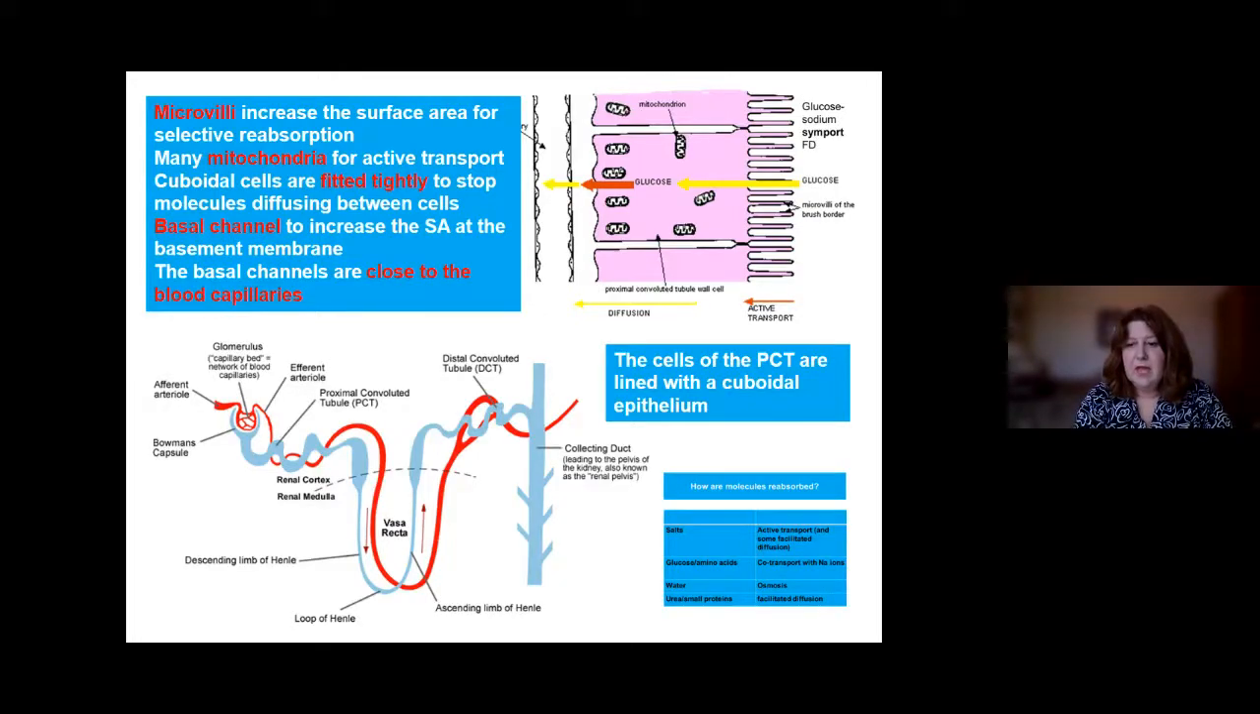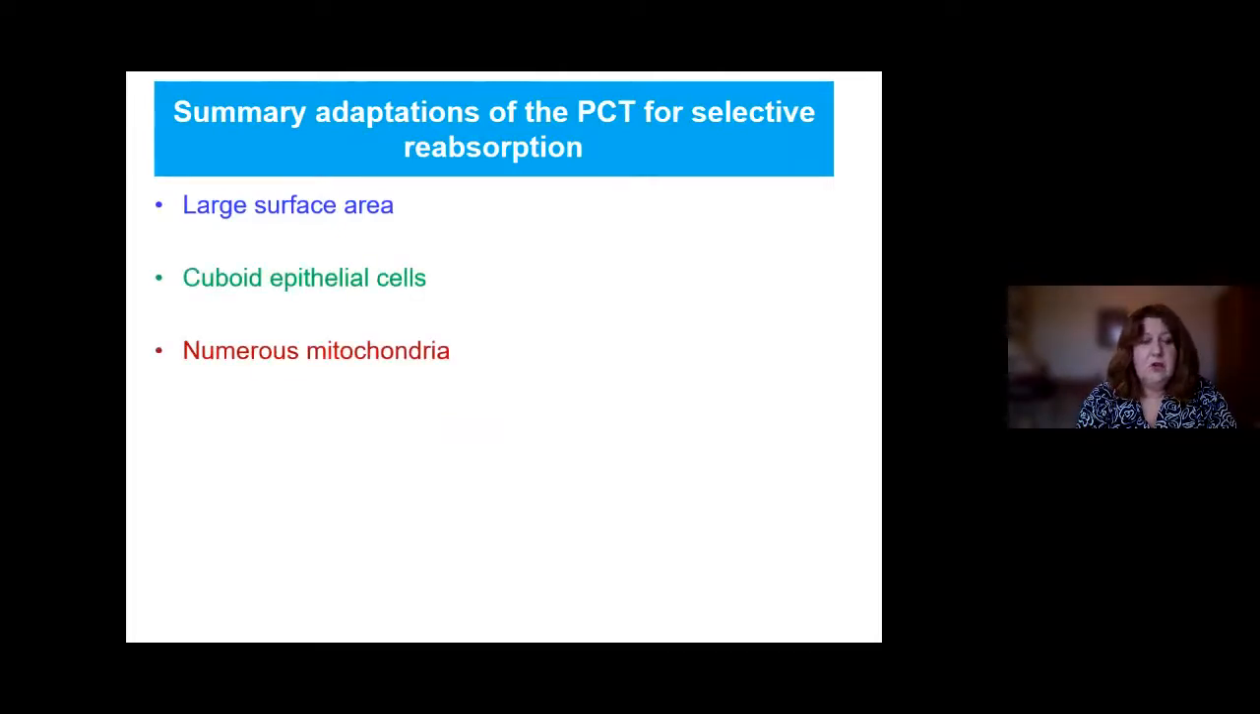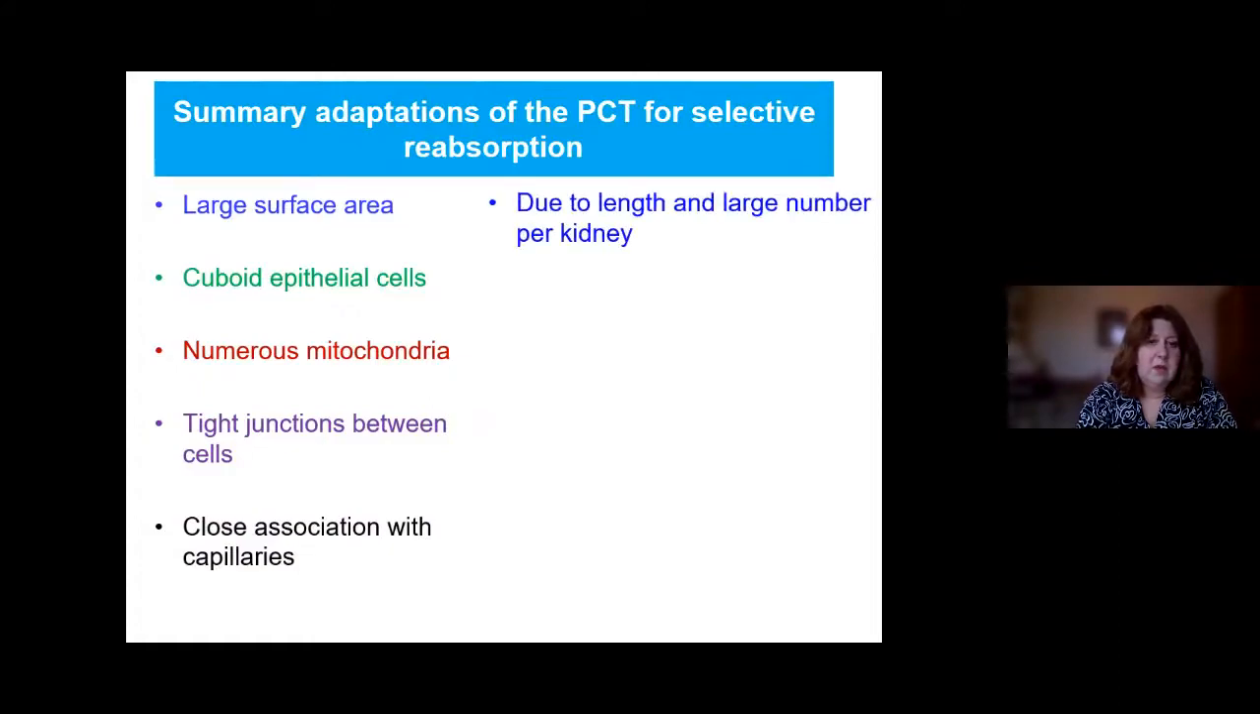Okay, I've just popped in there which molecules will be reabsorbed for you to have a little look at, because I've mainly mentioned glucose, but obviously there are other things as well, like salts and amino acids and water. So just to summarize those adaptations of the PCT, the proximal convoluted tubule: very large surface area, cuboidal epithelial cells, numerous mitochondria, tight junctions between the cuboidal cells, and a very close association with capillaries.